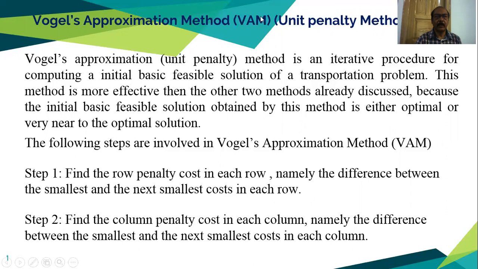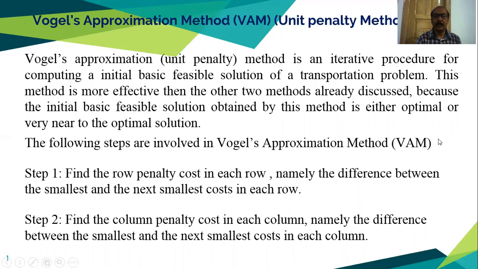Whatever initial basic feasible solution we get by the Vogel approximation method, called the VAM or unit penalty method, is very near to the optimal solution. When we find the optimal solution by using the MODI method, the number of iterations will be less in comparison to the other methods, that is the northwest corner rule or matrix minimum method.